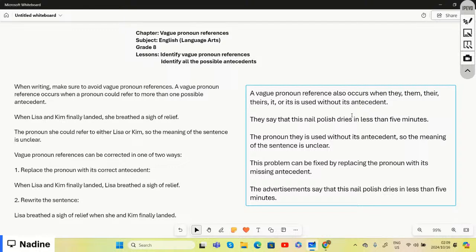And if we look at that sentence, basically Lisa and Kim are girls or females. So if you say she breathed a sigh of relief, that is a vague pronoun reference because we don't know who the she refers to. Does it refer to Kim or does it refer to Lisa, who both got off from a plane? Because it says she breathed a sigh of relief. So now the question is who? Is it Lisa or Kim?